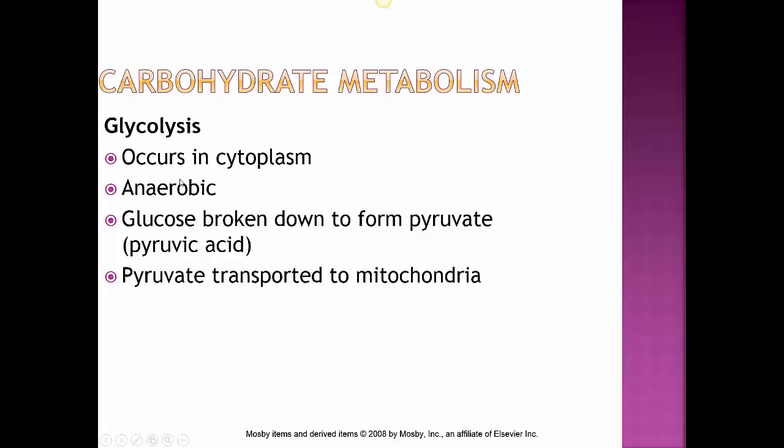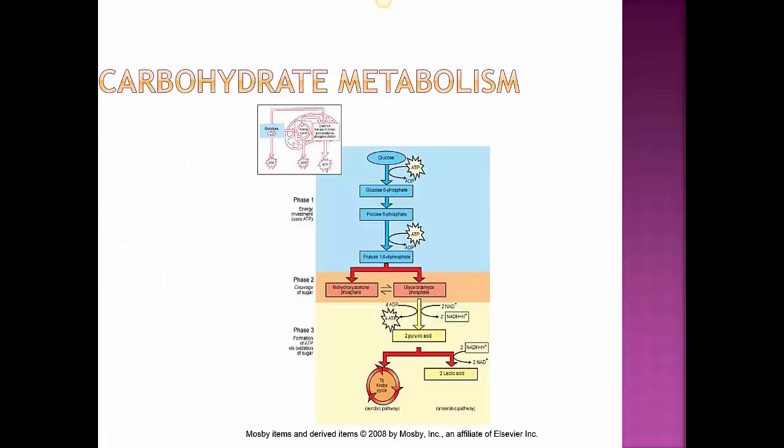So out in the cytoplasm it's anaerobic, and glucose is broken down from a 6-carbon ring into 2 3-carbon chains of something called pyruvate or pyruvic acid. And this pyruvic acid is then transported to the mitochondria. When it enters the mitochondria, it's going to go through the Krebs cycle, and from the Krebs cycle, it's going to produce additional ATP.